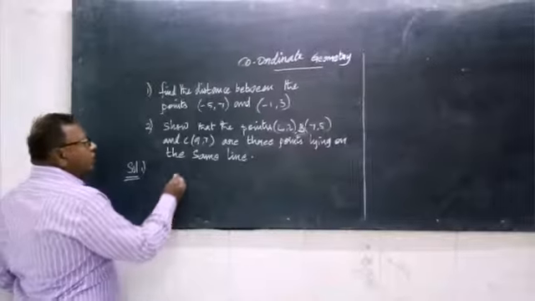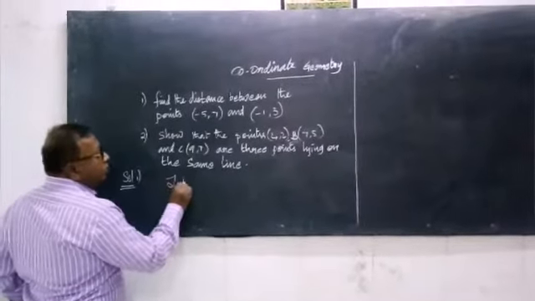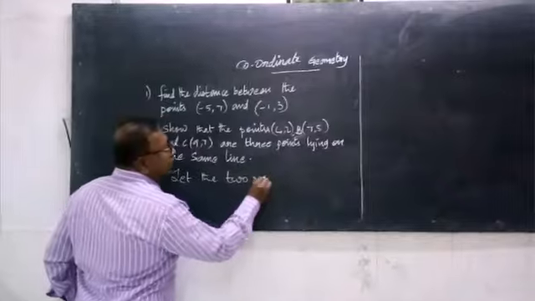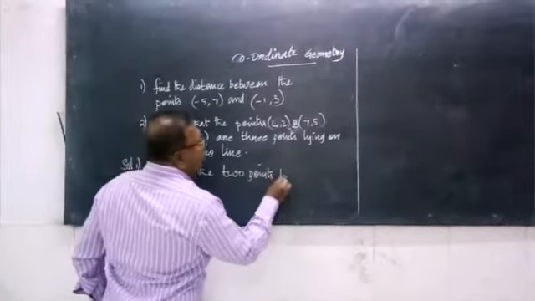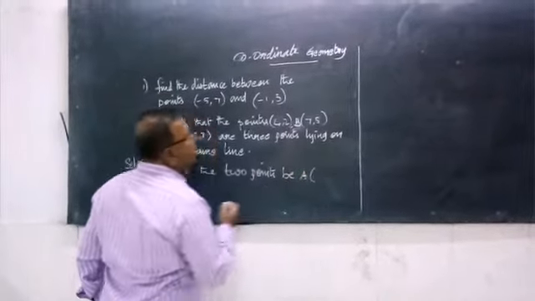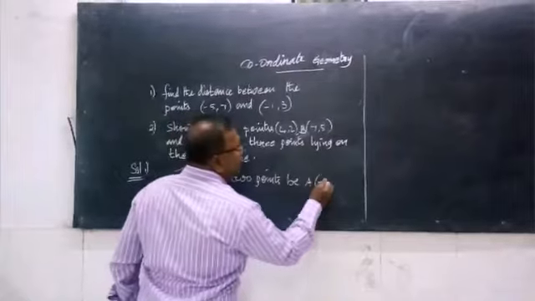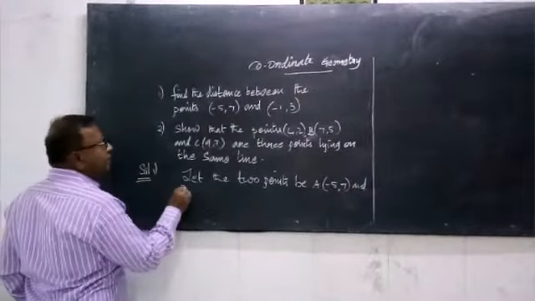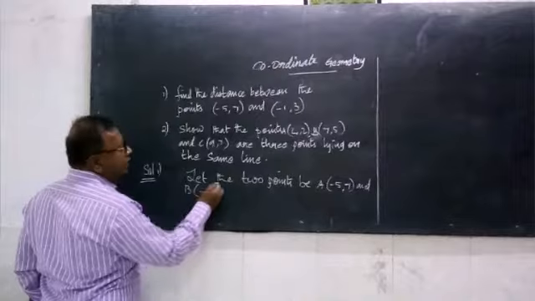Now how to solve it? Let the 2 points be, what are the 2 points? We are naming them as A, minus 5, 7, and the next point, that is B, minus 1, 3.